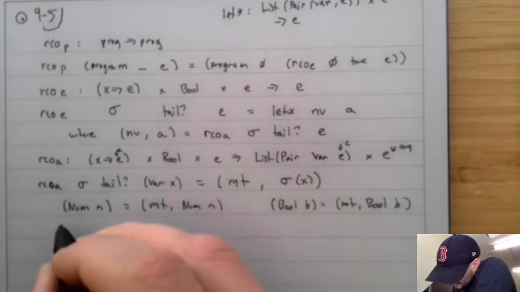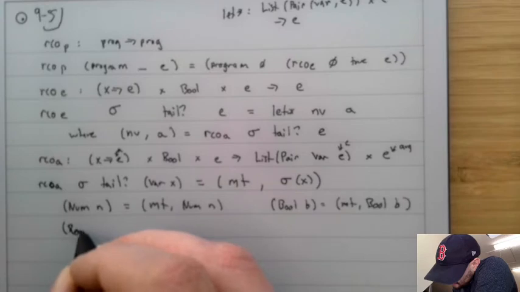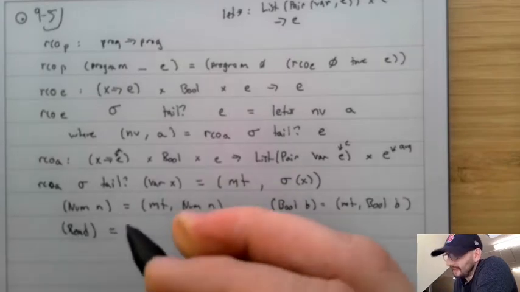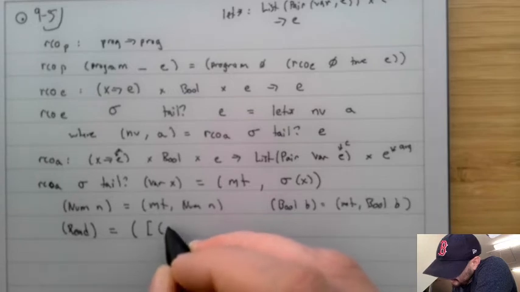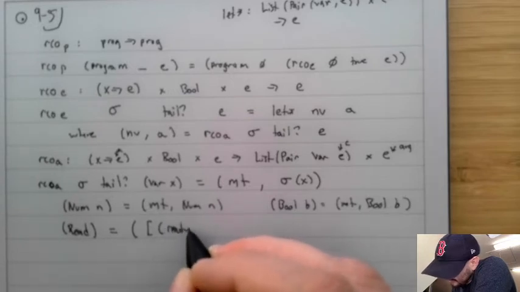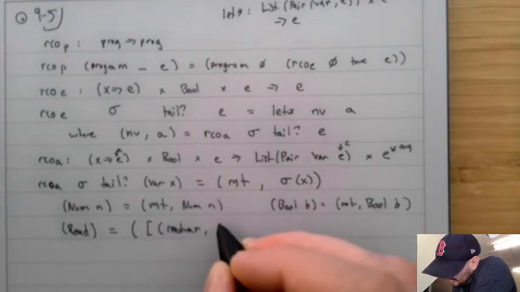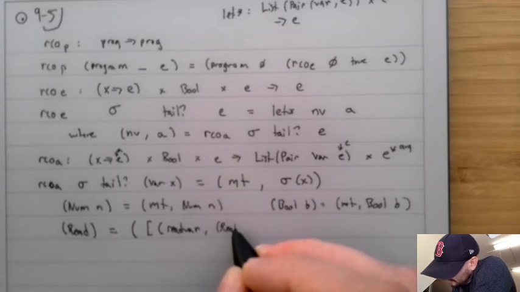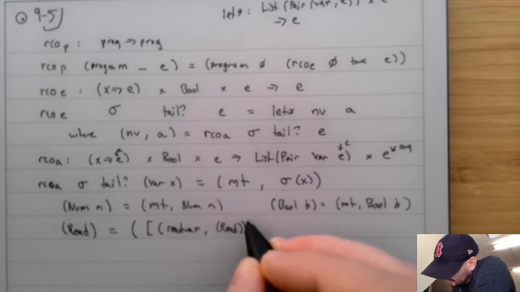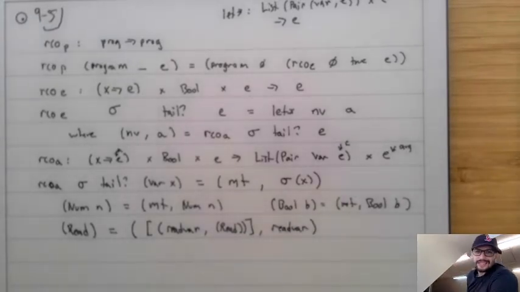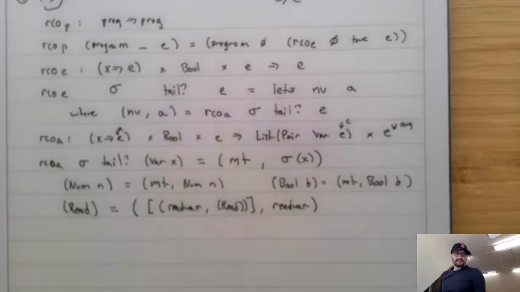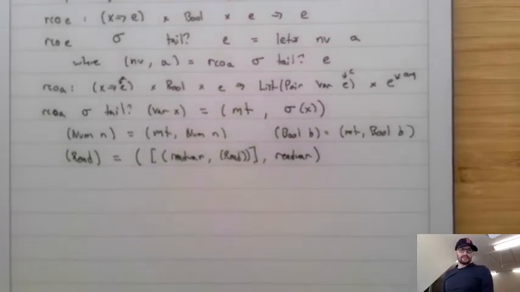What if we got a read? If we got a read, then what we'll do is we'll return a list that contains a pair that has that new read variable, and it's bound to read. And then we'll return the read variable. Because a read is not an argument, so it can't be the thing that gets returned.